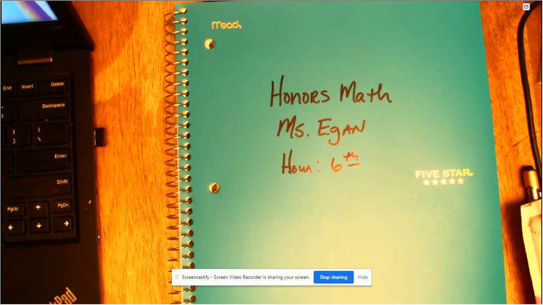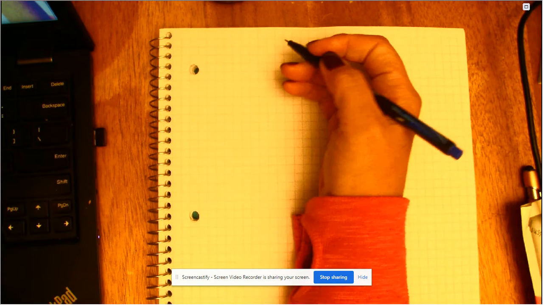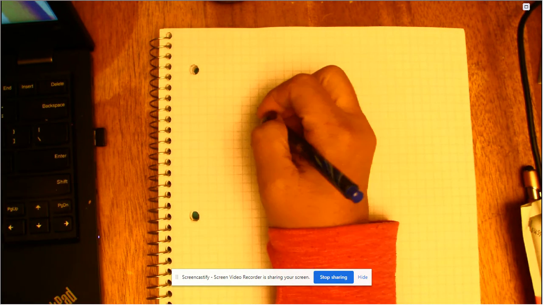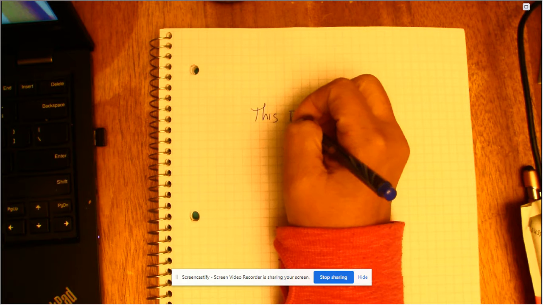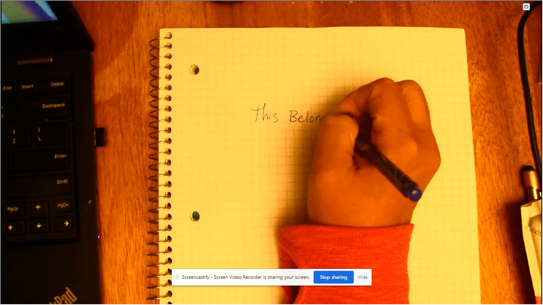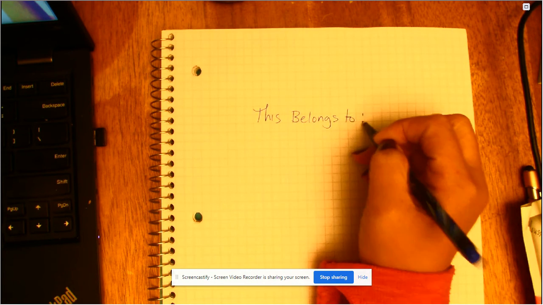Going inside, I have a nice one here that has a folder, but you don't need that. I also have one that has graph paper, but if you have a standard notebook that has the regular notebook lines, that's just fine as well. So on this first page, again, just write, this belongs to, and your name.